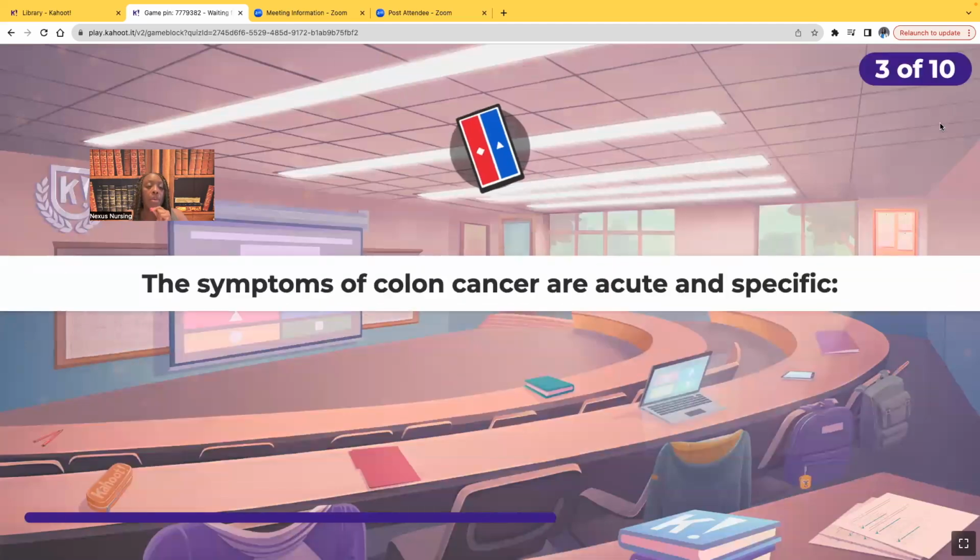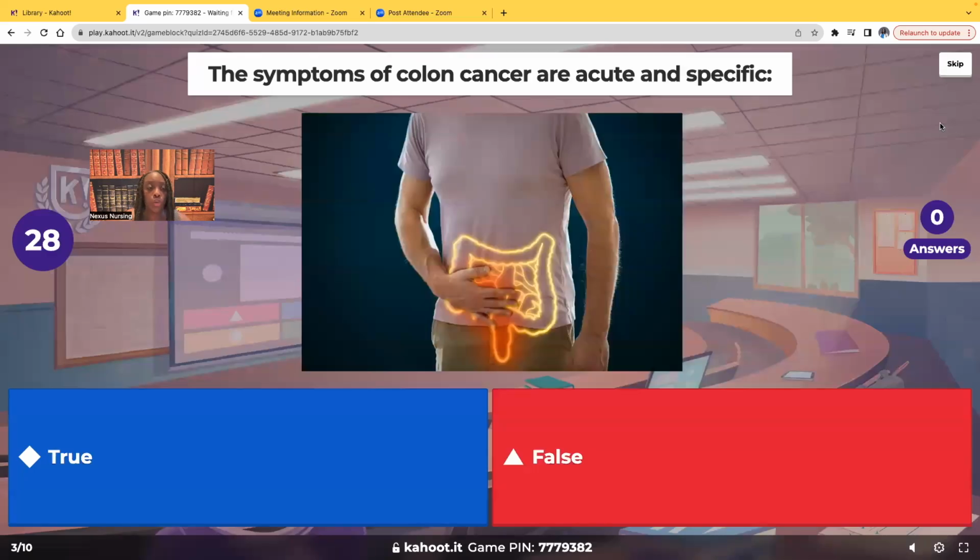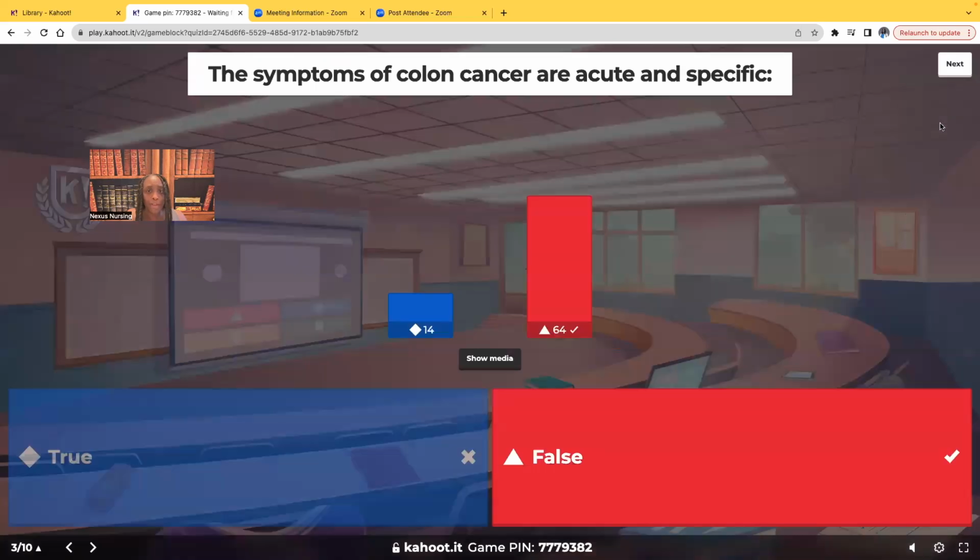Okay, I remember. The symptoms of colon cancer are acute and specific. Is this true or false? The symptoms of colon cancer are acute and specific. Is it true or false? Very good. False.